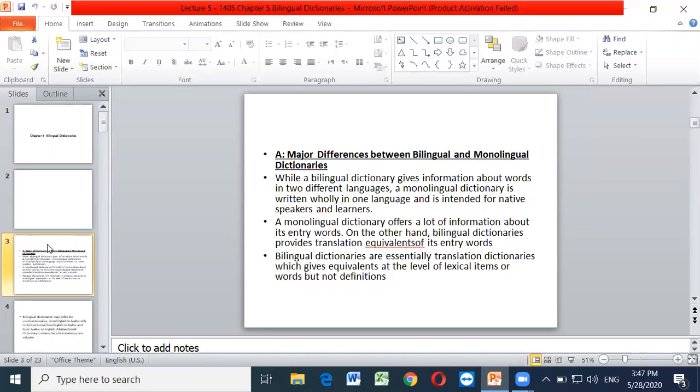Bilingual dictionaries are essentially translation dictionaries which give equivalents at the level of lexical items, that is, at the level of words, but not definitions. On the other hand, monolingual dictionaries give information about the entry word in terms of definitions.